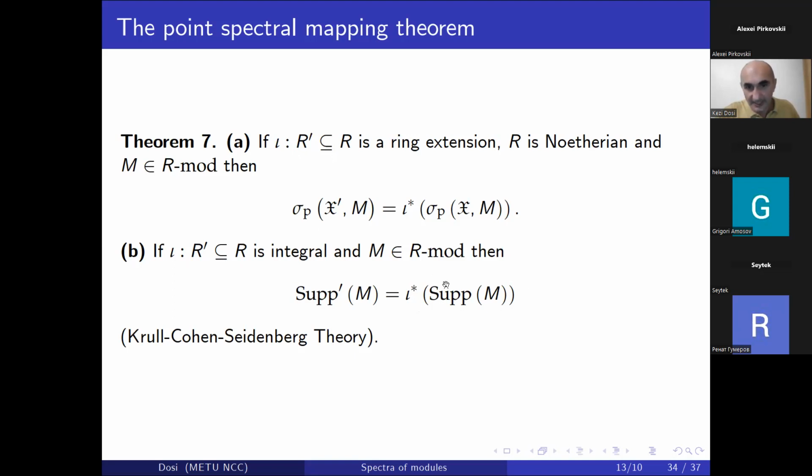But this is not my result. This is classics again, Krull, Cohen, Seidenberg theory. This is an independent chapter, for example, in commutative algebra. Look at the Bourbaki chapter, all about this extension of primes. This actually was all about the spectral mapping theorem, right? In the case of integral extensions. So that means, with the concept of integral, the spectrum should be preserved whenever you're passing from R prime to R.